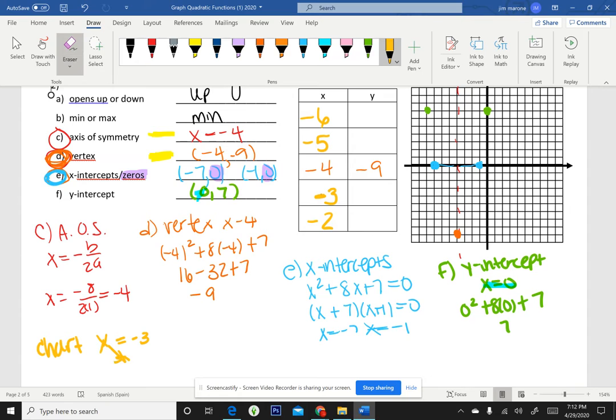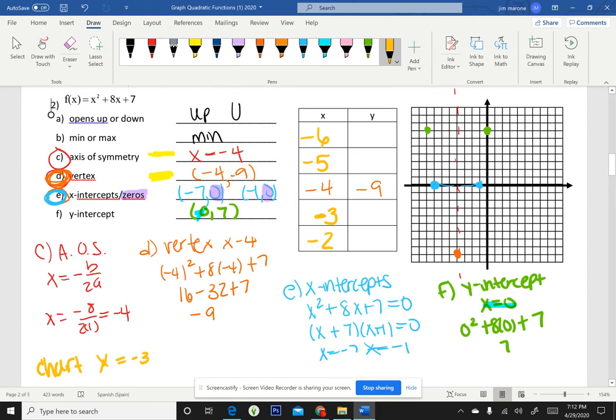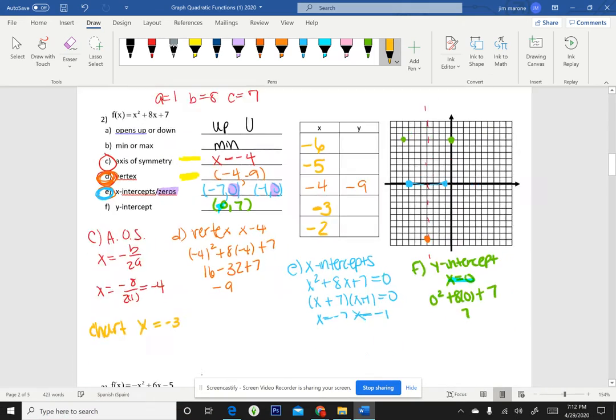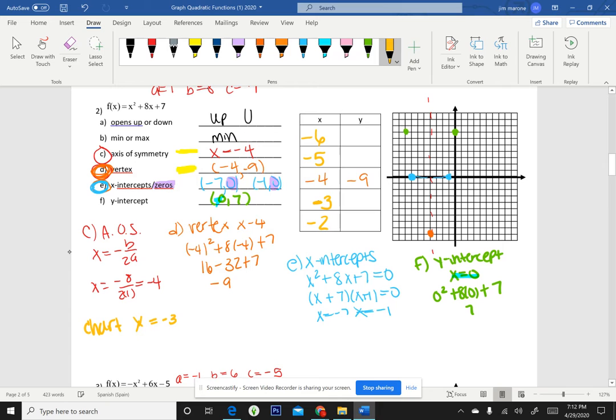If x is equal to negative 3, we take our equation, so it's negative 3 squared plus 8 times negative 3 plus 7, which is 9 minus 24 plus 7, and we get negative 8. That means when I substitute negative 5, I'll also get negative 8. I would just make sure that that actually works out. Then I substitute negative 2 in, and I get out negative 5.